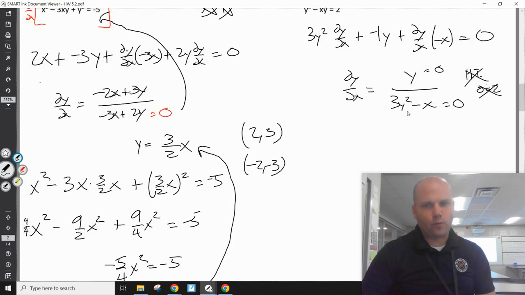Which one do you want to solve for? You want to solve for y and have a square root? I don't want to do that. That's going to make things a lot more complicated than just solving for x. So I get x equals 3y squared.